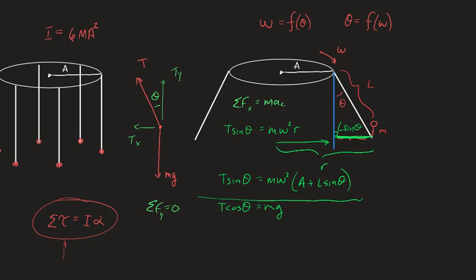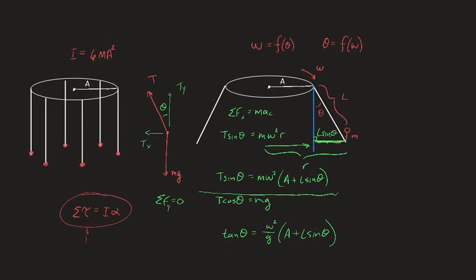If you divide those, you get tan theta equals, the m's cancel out, and you get omega squared over g times a plus L sine theta. Solving that for omega is not particularly hard. Now, you have to leave, but you have an expression for omega now. And the system has kinetic energy equivalent to 1/2 I omega squared, or if you'd like, you could do 1/2 mv squared, but you'll have to find the linear velocity of each rider.